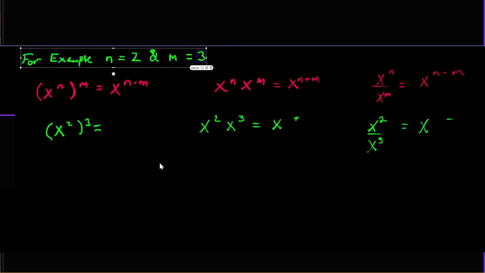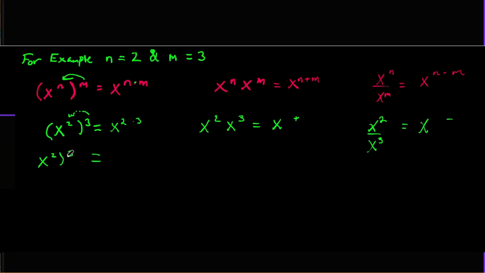Okay, so here's the first three sets of our rules. Let's say that you've been given n equals 2, m equals 3. So we're going to do the exponent multiplying rule. We're just using that distributive property to get n times m. So let's go ahead and do this. For this, we're going to have x to the second power times 3. That's going to give us x to the sixth power.